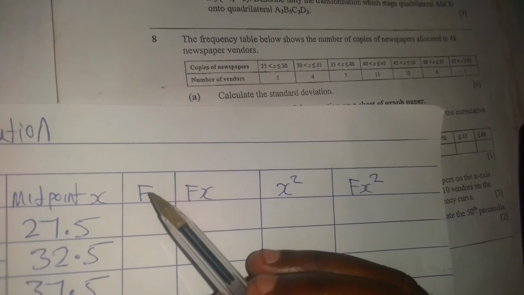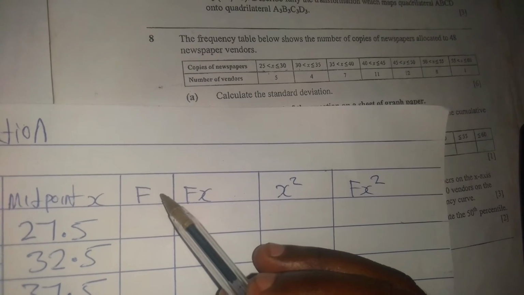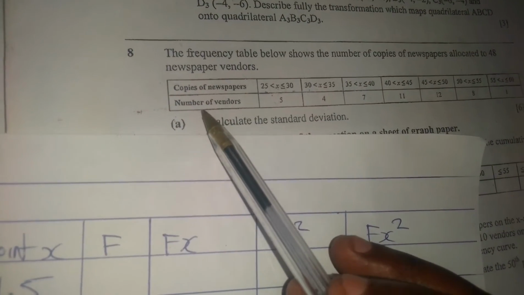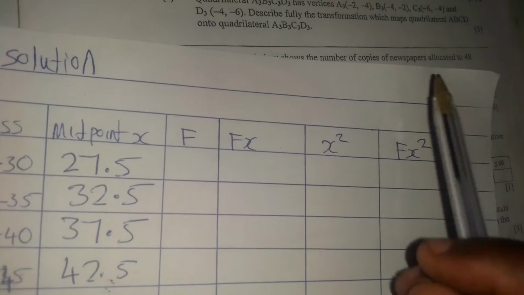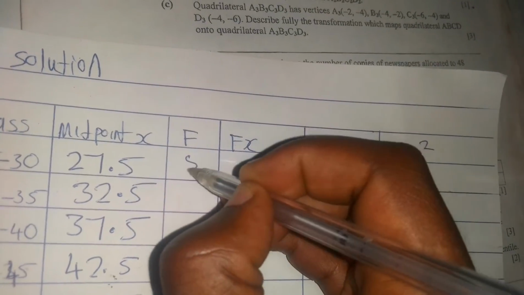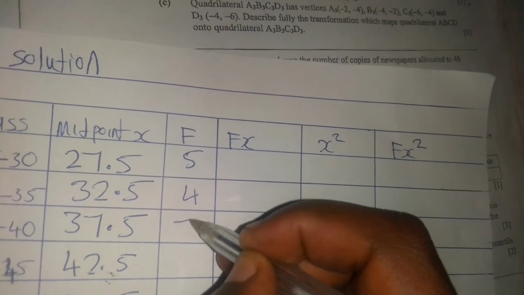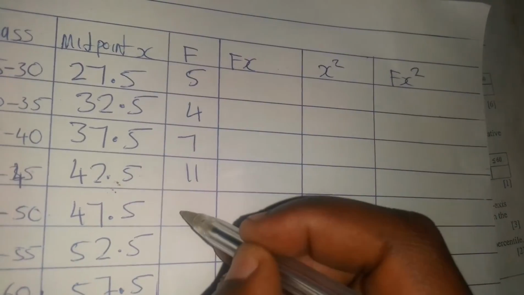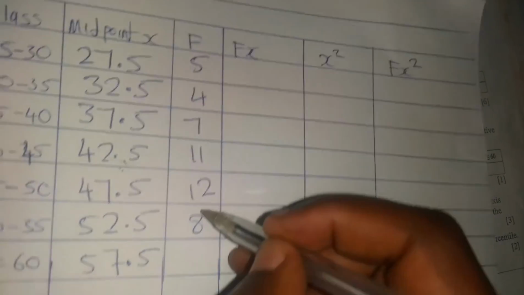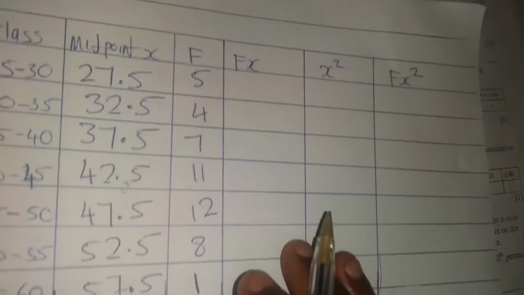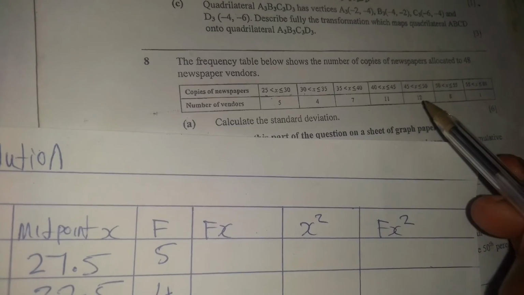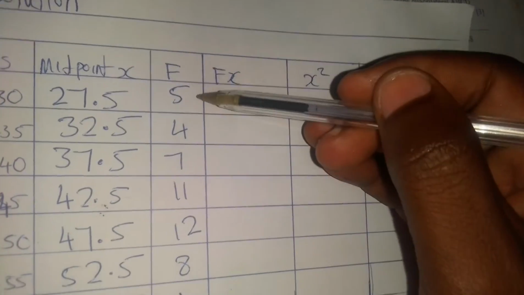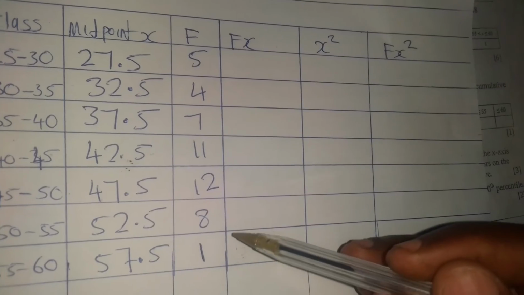Now here there is f. This f is the frequency. So the frequency you get here, the number of vendors, starting with 5, 4, 7, 11, 12, 8 up to 1. So you just put them here: 5, 4, 7, 11, 12, 8, then 1. This is the frequency. Okay, frequency.